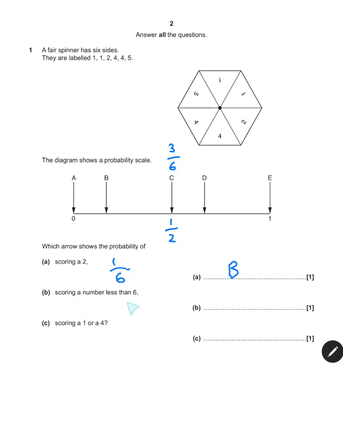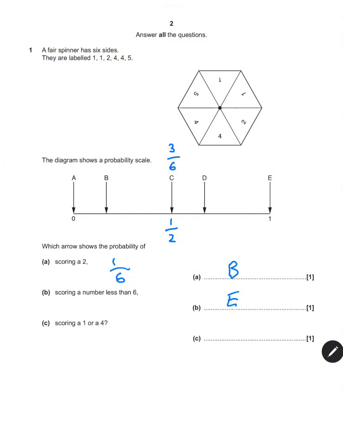Part B says, what's the probability of scoring less than a 6? Well, every single number is less than a 6, so that is definitely going to happen. The probability when something is definitely going to happen is 1, so that would be letter E.